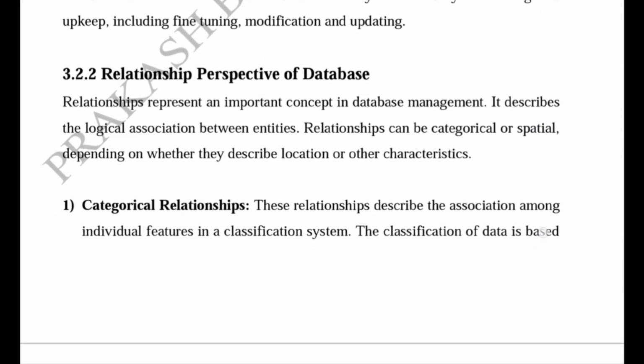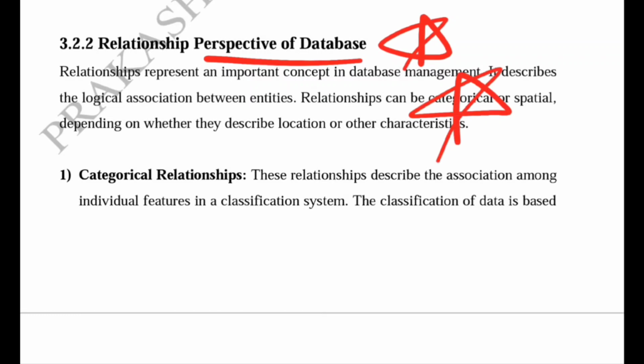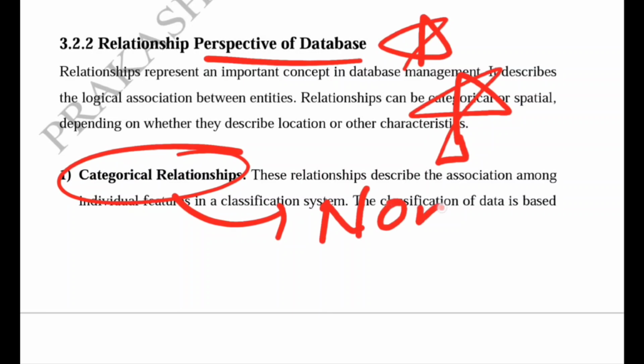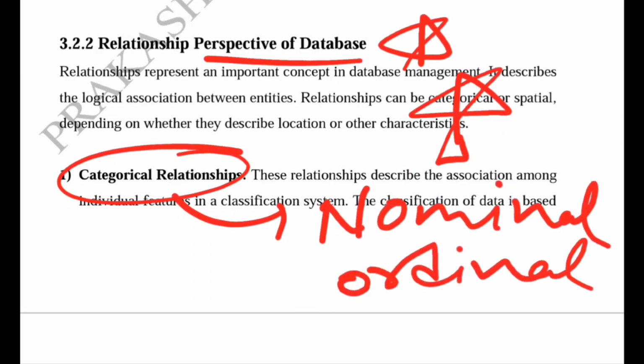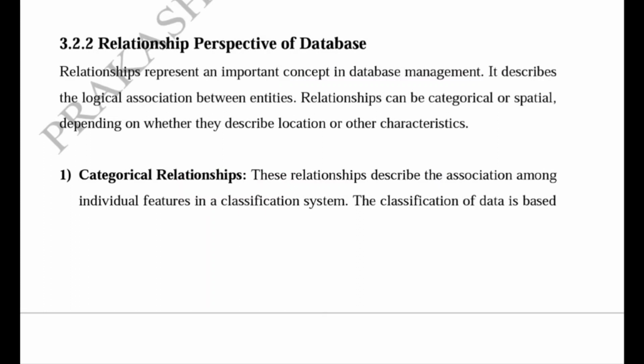Now another important point is the relationship perspective of the database, and it is a very important topic, because we have seen a question in the GATE previous years on the basis of categorical relationships. There are four types of scale: nominal, ordinal, interval and ratio. These four points are very important. Before that we have to understand the relationship perspective of the database.